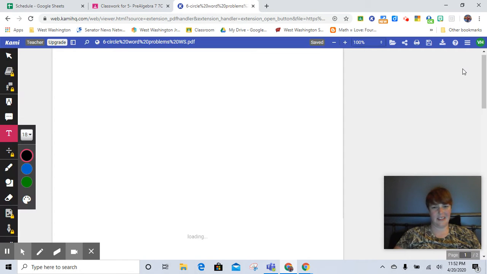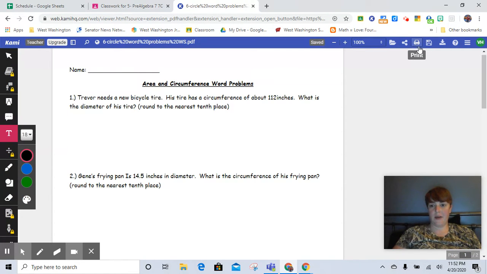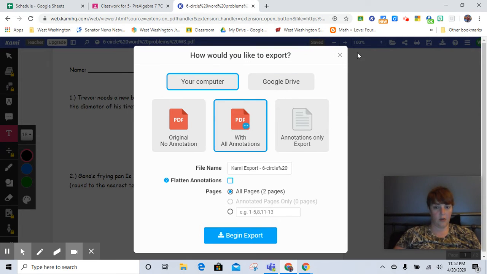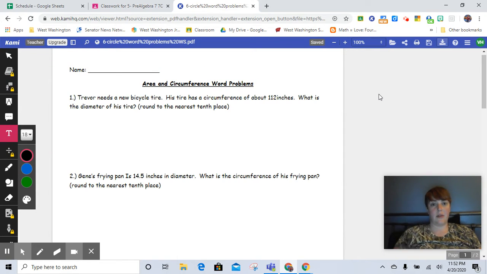Sometimes it does something weird. But if you go up here, I usually use the print button because it saves it to my drive from there, and you can print with annotations. You can save it, or you can download it to your Google Drive, and then you can upload it from there. All right, so back to the questions then, since we're already here.